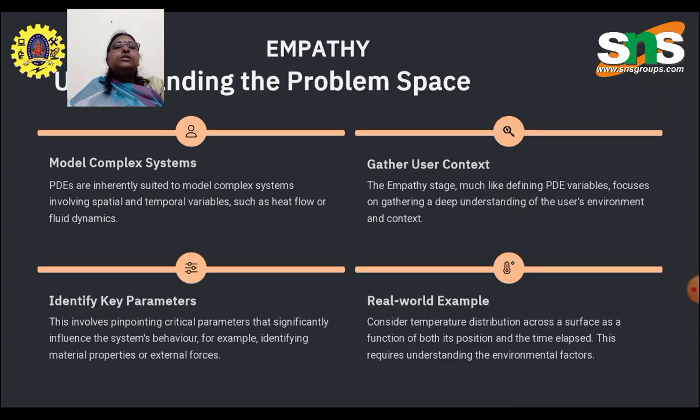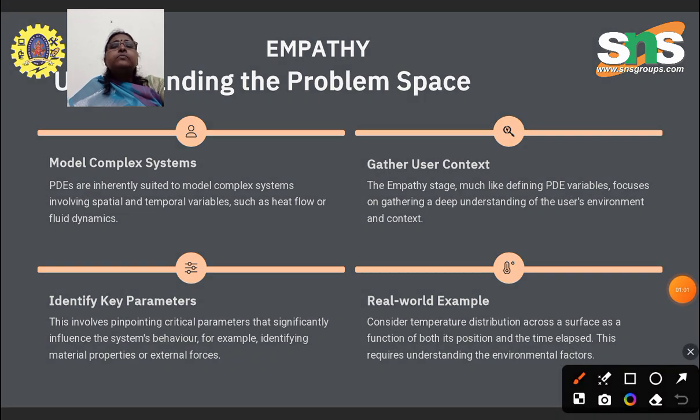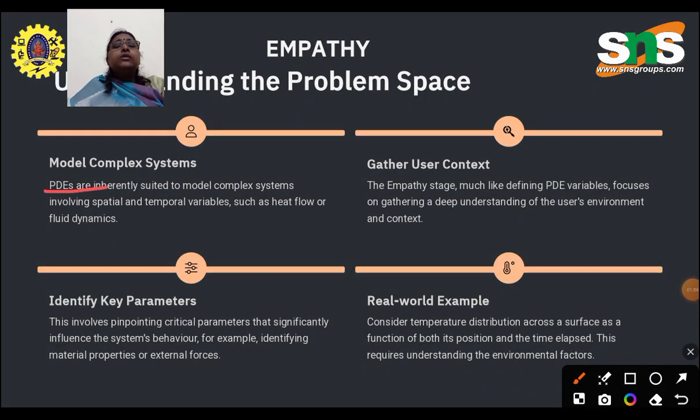First, we discuss empathy. Here we are understanding the problem space, and we can discuss the step by step process. The first thing is to model complex systems. In modeling complex systems, the PDE is involved with spatial and temporal variables such as heat flow or fluid dynamics.